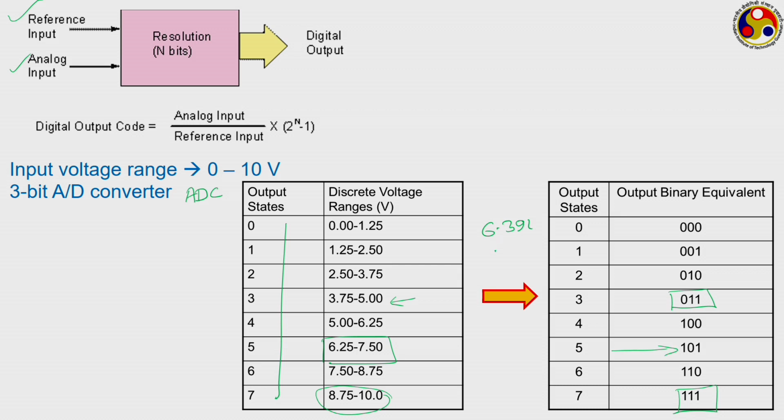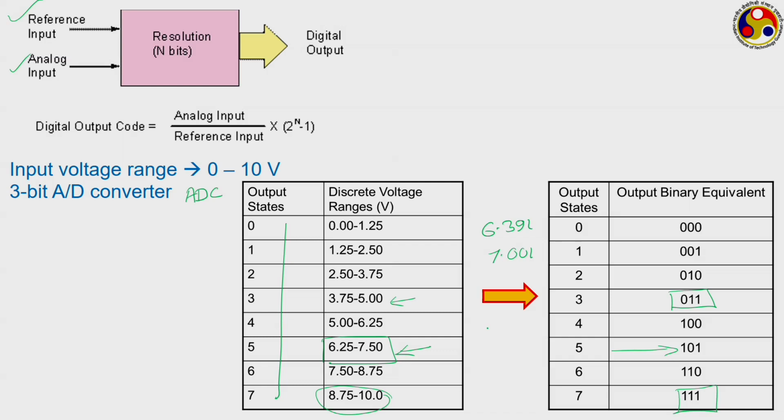Another way to think about it: if your analog input is 7.001, that will also appear in the same range. That is, any analog value appearing within this range of 6.25 to 7.5, your digital instrument will not be able to classify between them. They will represent all of them by the state 5 or 101 as the output. So, that is one drawback of your system. To rectify that, we need to go for a higher bit system.